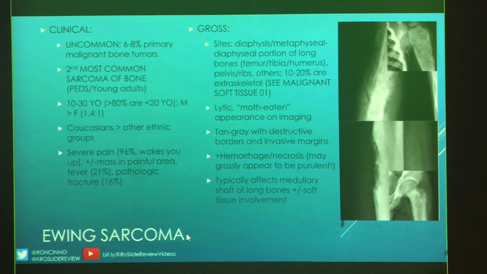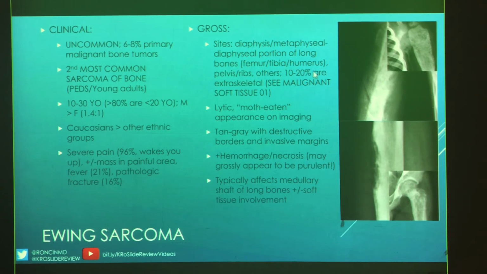And when we say extreme pain, we mean you're asleep and this wakes you up in the dead of night. So extreme pain, there may or may not be a mass in the painful area. Some patients will have B symptoms, like they'll have fever. It can be associated with pathologic fractures. It likes to occur in the diaphysis and metaphyseal portion of the long bones, so femur, tibia, humerus, and you can really imagine that if it was in the femur or the tibia, since those are load-bearing, pathologic fractures would be a real concern with that.